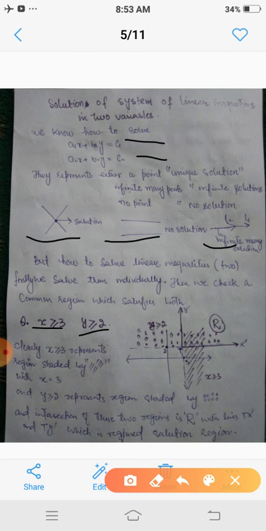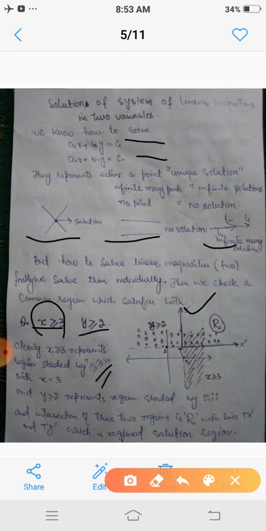You know how to solve a linear inequation in two variables graphically. Firstly, we will draw the graph of x equals 3, that is this line, passing through the point x equals 3 and parallel to the y-axis. Also, points on this line x equals 3 satisfy the given inequation, because here we have a slack inequality. That is why the shaded region represents x greater than or equal to 3.